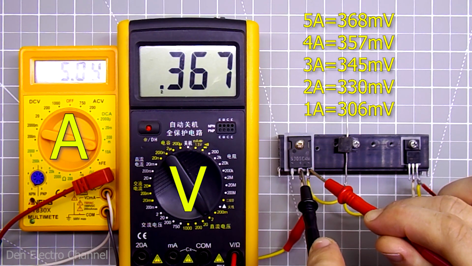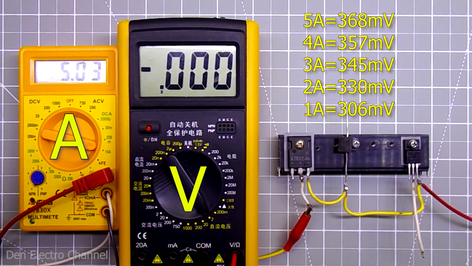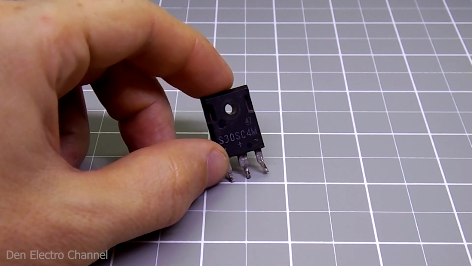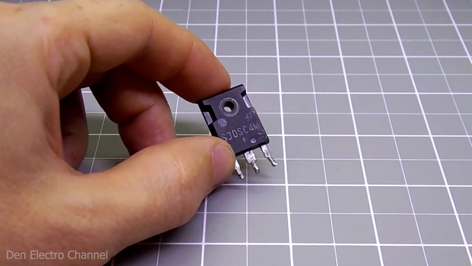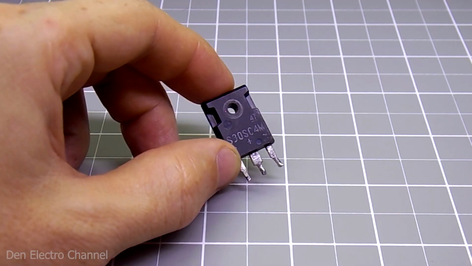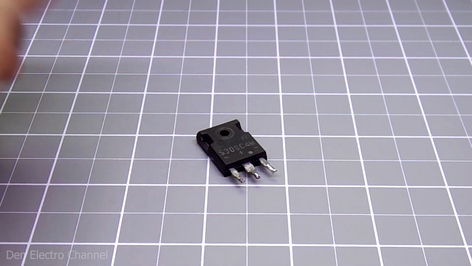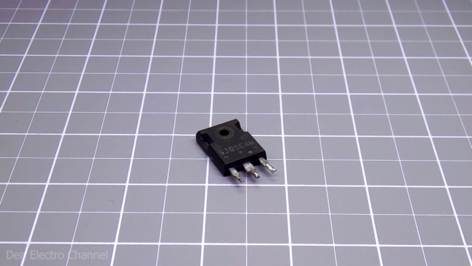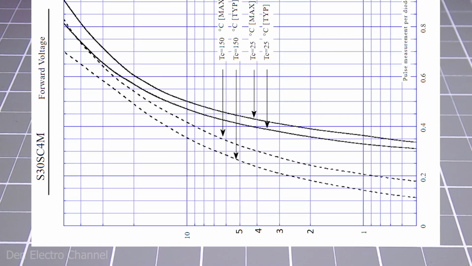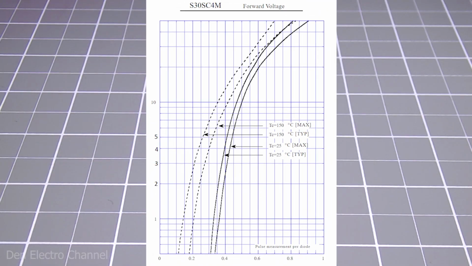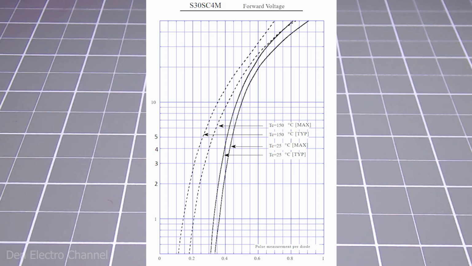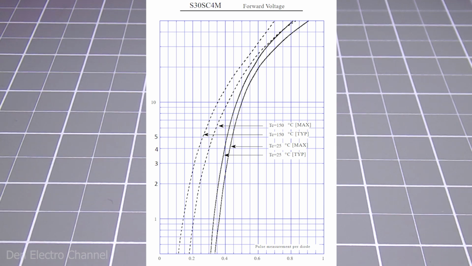From this experiment, it becomes clear that the more current flows through the diode, the greater the voltage drop becomes on it. To find out what the voltage drop will be on this diode at its maximum of 15 amps, it is not necessary to take your own measurements and load up to 15 amps. This information can be found in the documentation for this diode assembly. There is a graph with a voltage characteristic. It can be used to find out what voltage will drop on the diode when a certain current passes.